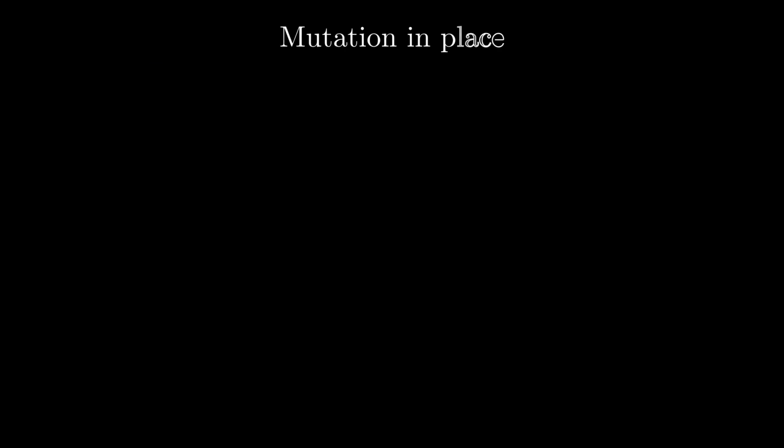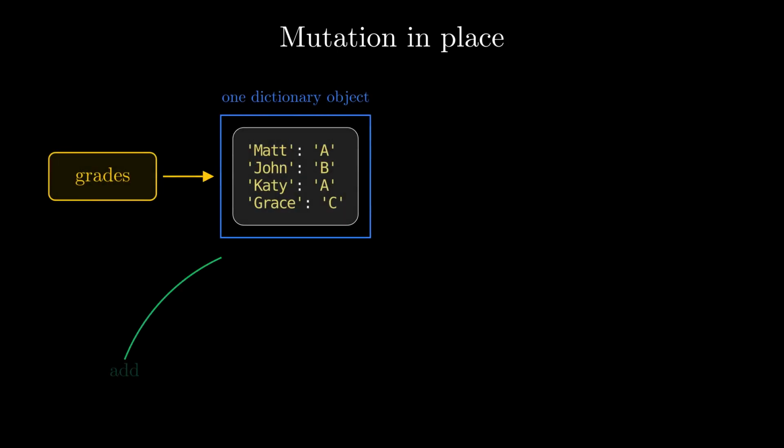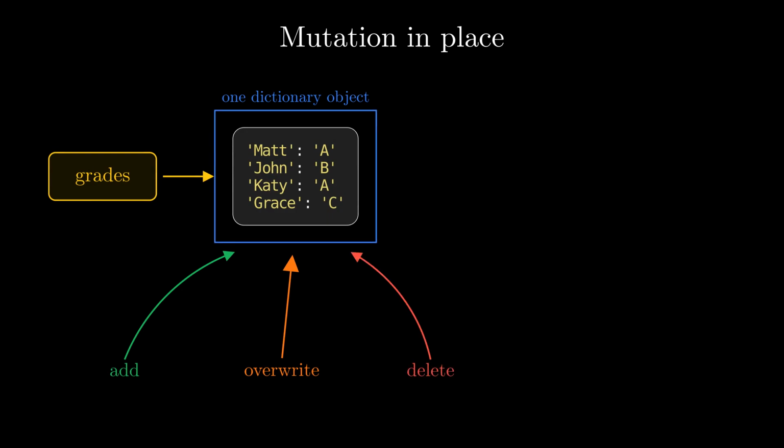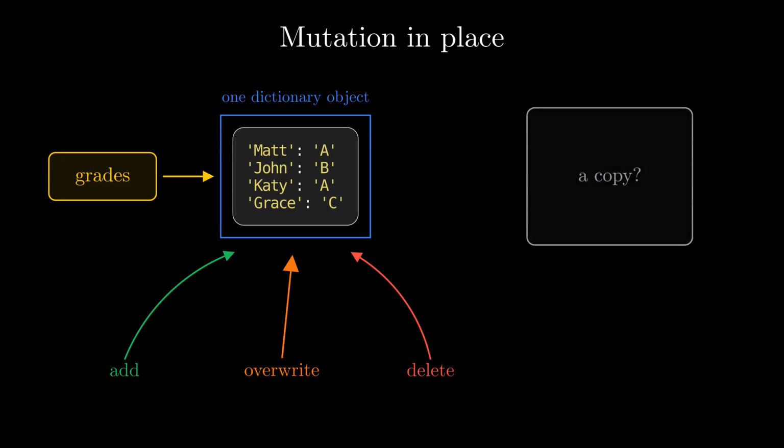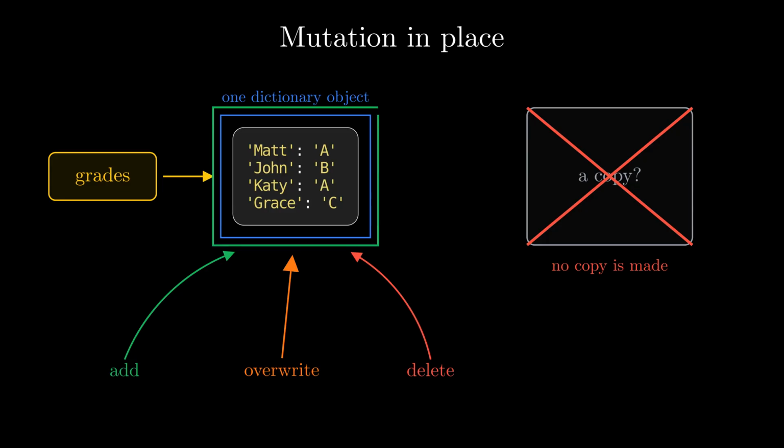Here is the thread running through all 3 operations. Adding Grace, changing her grade, and deleting Anna each mutate the original dictionary. Adding Grace did not hand back a fresh copy with Grace in it and leave the original untouched. It changed the one dictionary that grades points to right where it sits. The same is true for the overwrite, and the same is true for the delete. There is a single dictionary object, and every one of these operations reaches in and edits that object in place.